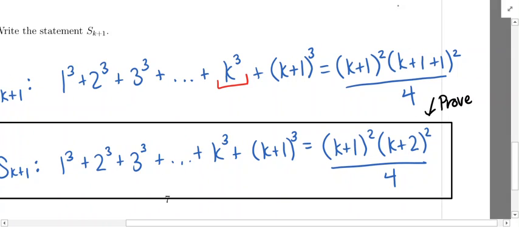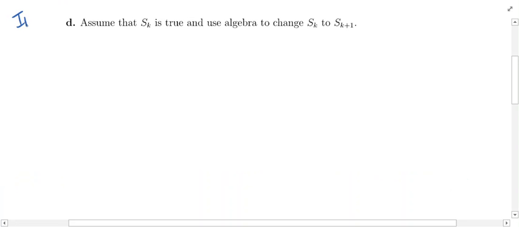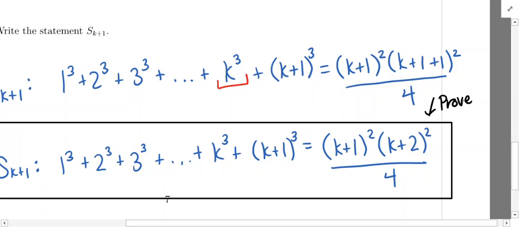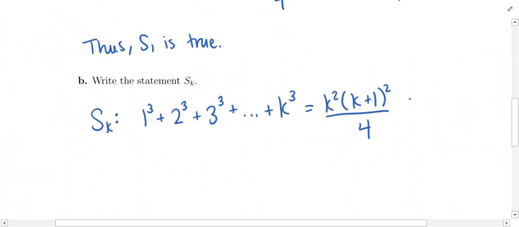All right, moving on to page 8, part D. Assume that S k is true and use algebra to change S k to S k plus 1. This is the induction step. We have to start by assuming S k. So we're going to flip back and write down S of k in its entirety. Let's go back up here. This is the statement that we are assuming. So I'm going to write this whole thing down.